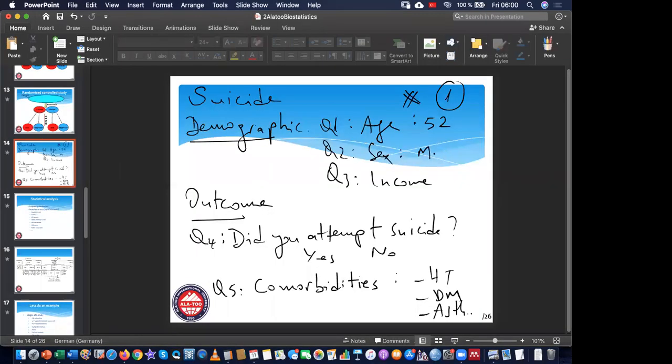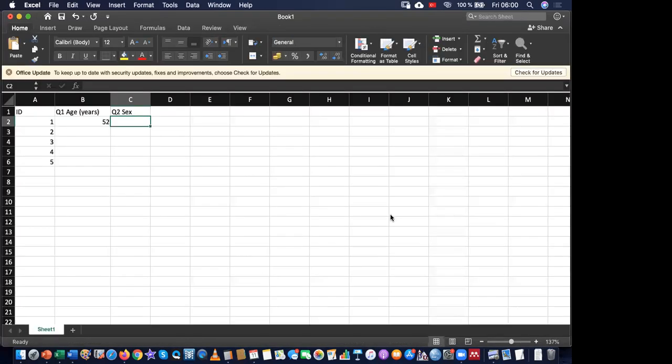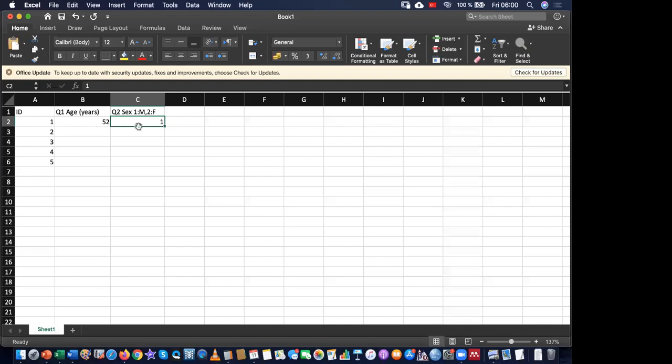Then we need to give numbers to this. 1 male, let's say 2 female. You have to define in the beginning which category means which number. So here I will have 1. And if you want to know what 1 means, you can define it in the beginning: 1 male, 2 female, so that everybody knows what the numbers stand for.